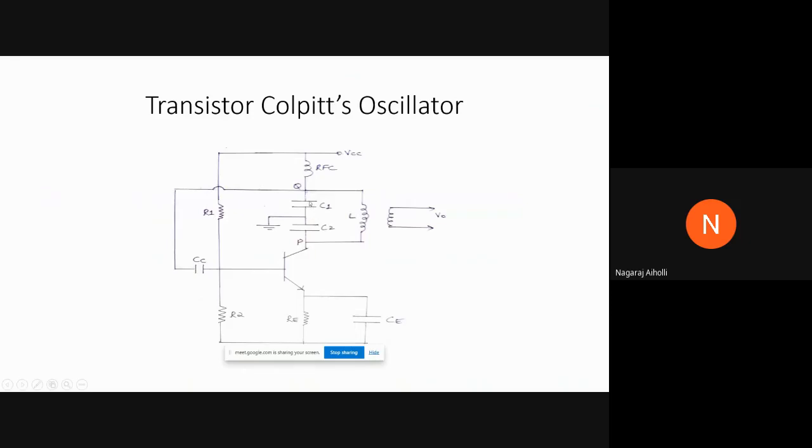The voltage across the capacitor C1 is applied to the base of the transistor, that is, to the input of the amplifier, through the coupling capacitor CC. It is the feedback voltage taken from the capacitor C1.